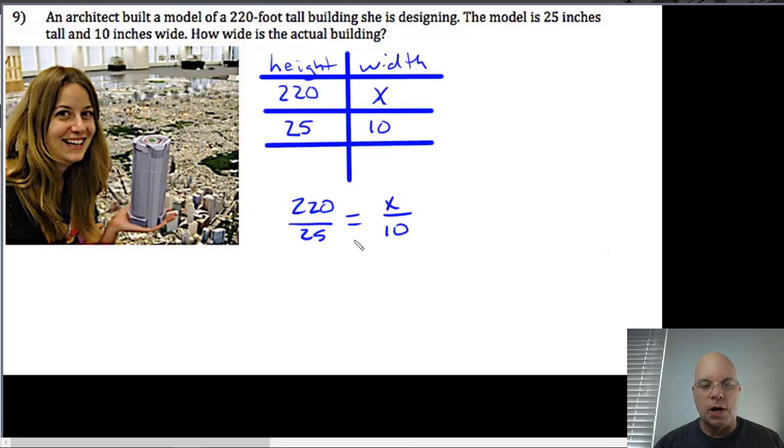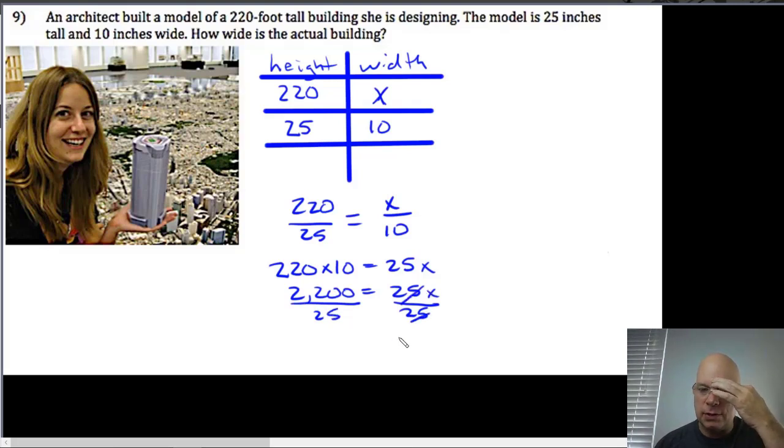Okay, I'm going to use the cross product equation to solve this. 220 multiplied by 10 is equal to 25 multiplied by x, which is just 25x. 220 multiplied by 10 is 2,200, and that's equal to 25x. But I don't want to know what 25x's are. I want to know what 1x is, because 1x is x, and I can undo the multiplying by 25 by dividing by 25. But I have to do it to the other side also, property of equality.